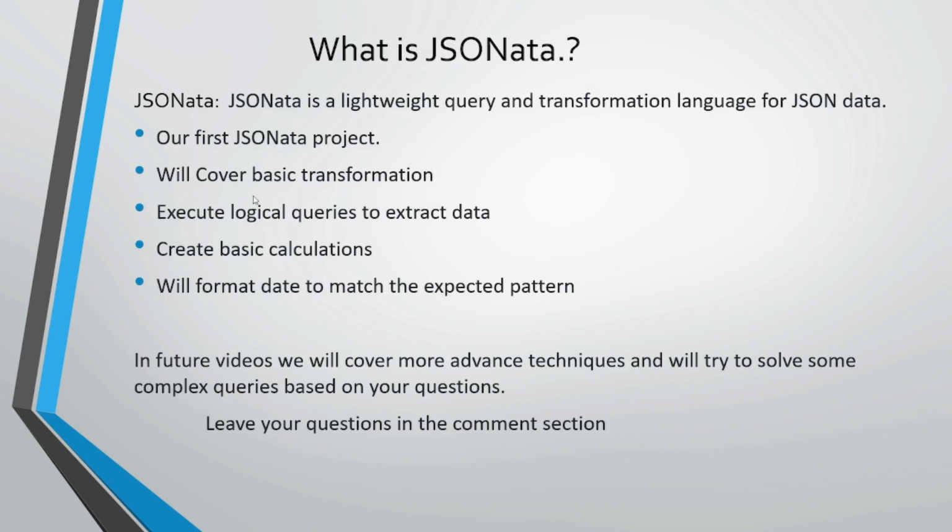JSONata is a lightweight query and transformation language for JSON data, meaning that you can read the data that we just showed you and execute some queries on it and some calculations on that data in order to extract the value. This is our first JSONata project, and we will cover basic transformation, execute queries to extract data, create some basic calculations, and we will format the date to match the expected date pattern.